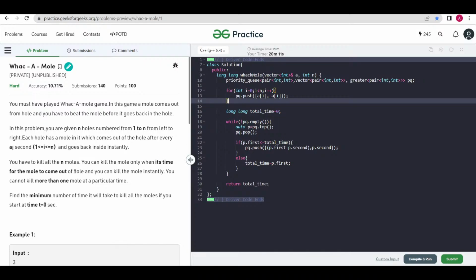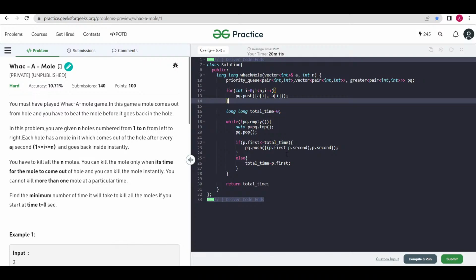of this particular mole. That is, if it has a time period of ai seconds, say 3 seconds, then for the first time, at the third second, it will come out. If it is not killed, then at t equals 6 seconds it will come out, then t equals 9 if it is not killed. If it is killed, then we have eliminated that particular mole. If it is not killed, then at every frequency of 3 seconds it will keep coming out.